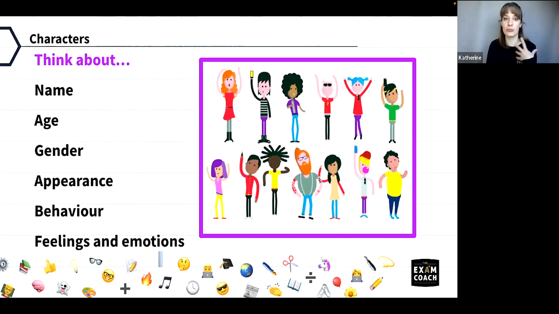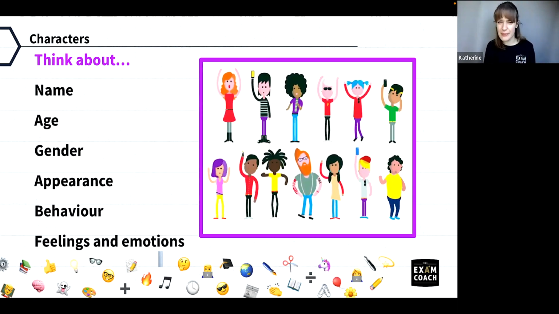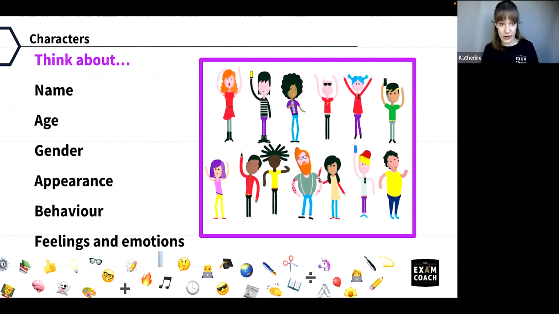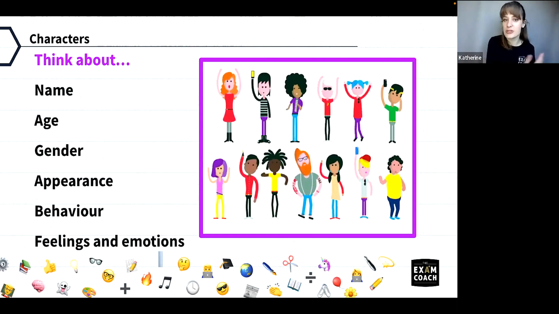All right, so their behavior is kind of how they talk to people. Are they a bit grumpy? Are they a bit moody? Are they really, really nice and friendly? And how does what happens in the story affect them?